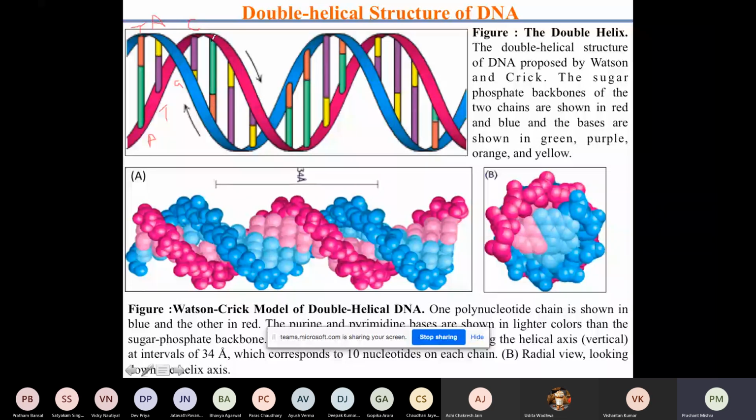Now, the bonding between these two bases will be by hydrogen bonds. So there is a hydrogen bonding between the different base residues. And so what will happen? So this chain will contain the backbone. That means it will have a sugar residue and a phosphate. Phosphate is present on the outer surface.